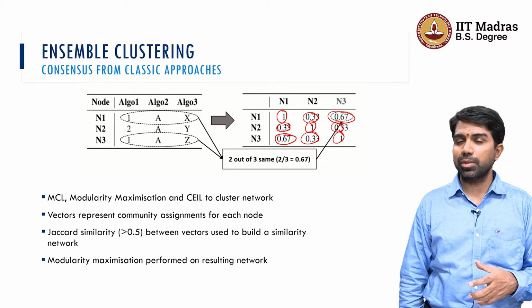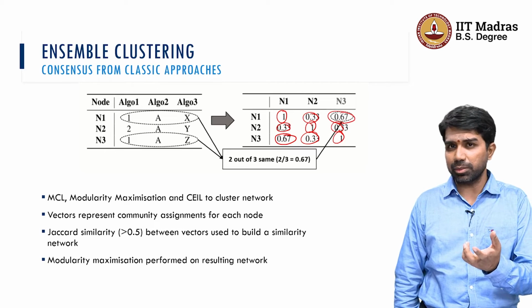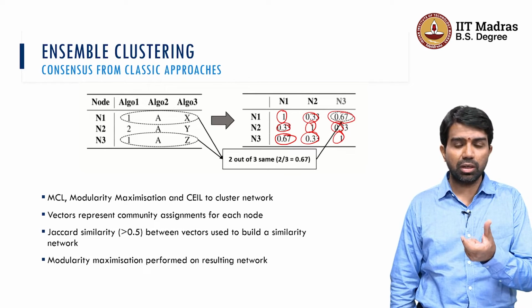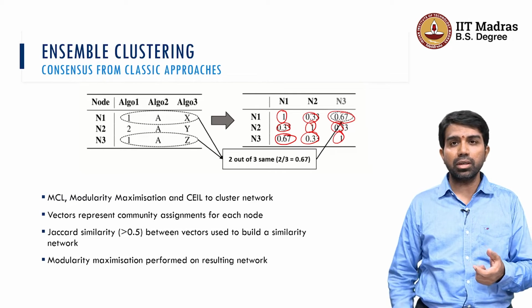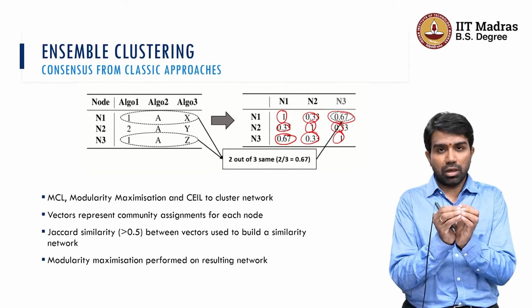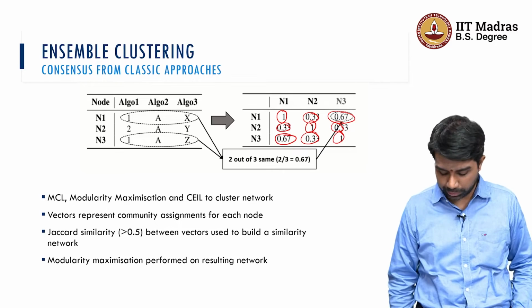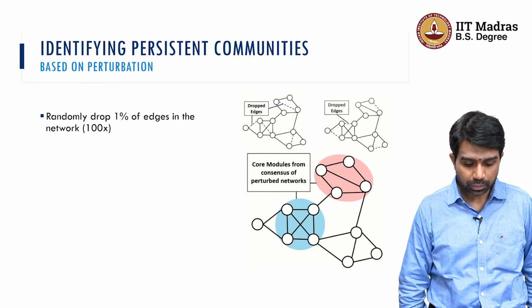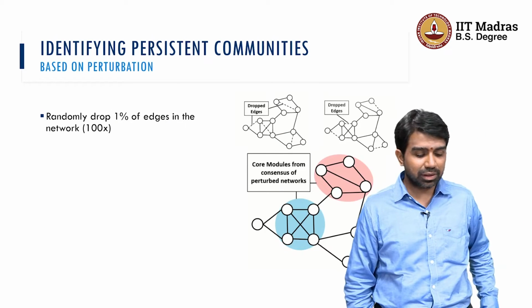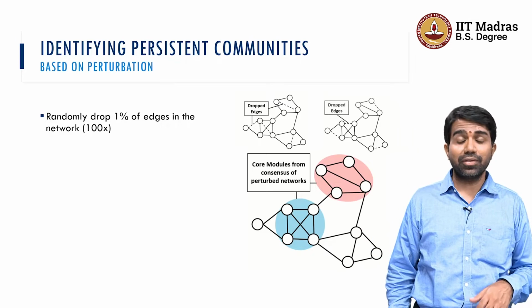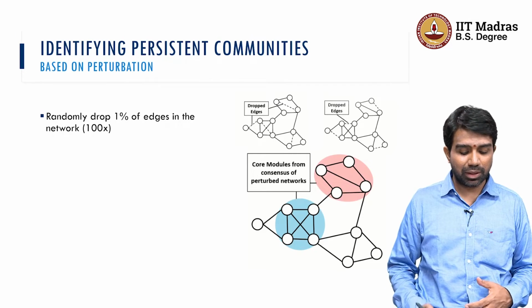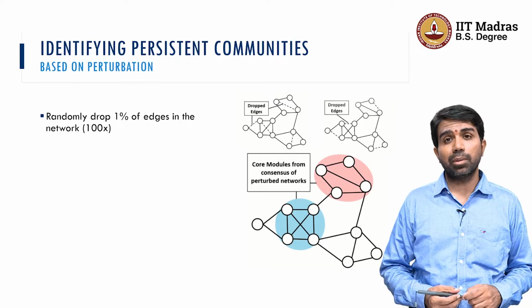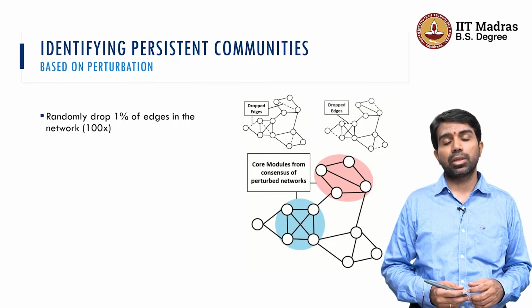What is modularity maximization? It's a discrete optimization problem, maximizing Newman's measure for modularity that tries to capture how well connected a given set of nodes is compared to what you would expect by chance. This is a very interesting and biologically motivated methodology. So can you identify persistent communities based on perturbing the network?